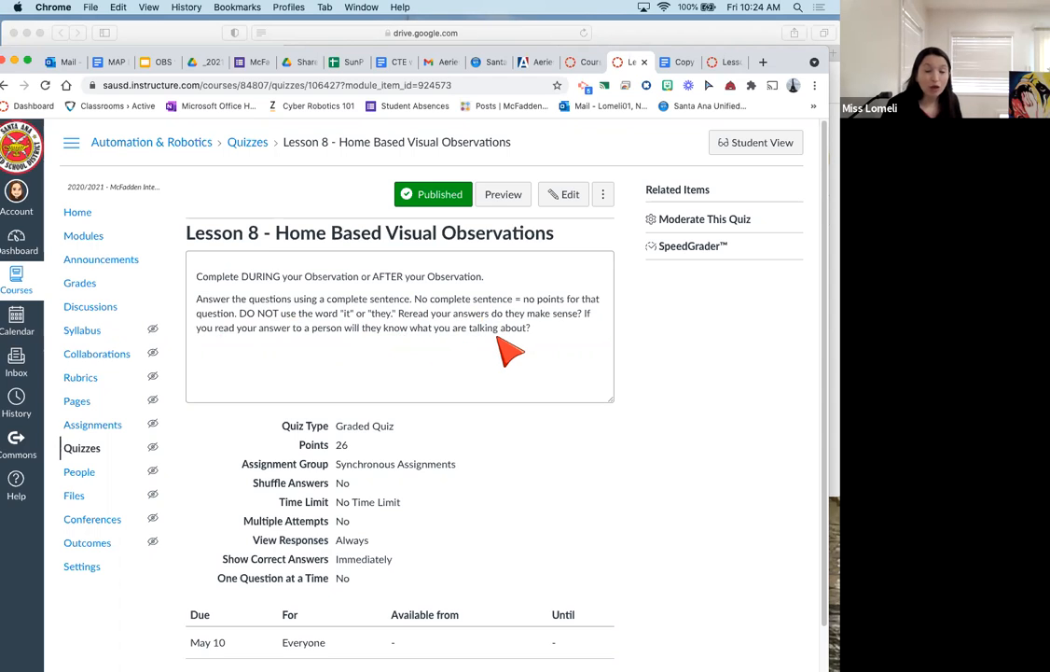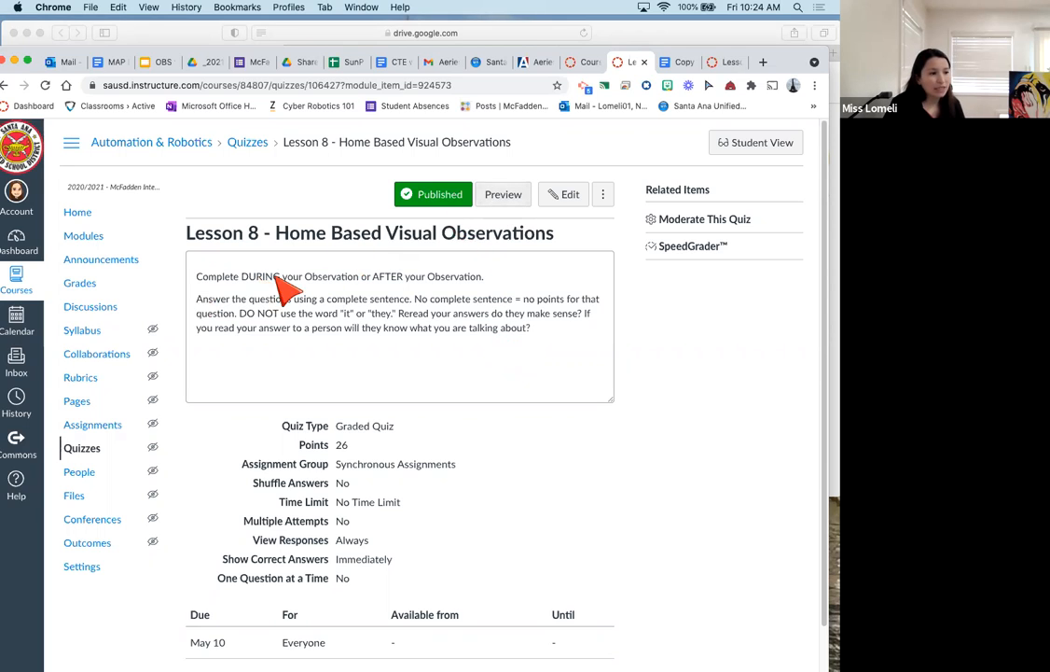A good complete sentence means I can independently read your answer and know exactly what you're talking about without having to read the question. That means you use a proper noun: watershed, storm drains. What are you talking about? If you use the word it, I have no idea what you're talking about. What is it? Are you talking about a hamburger, a dog, a cloud? It could be anything. So I have no idea what you're talking about when you use the word it.